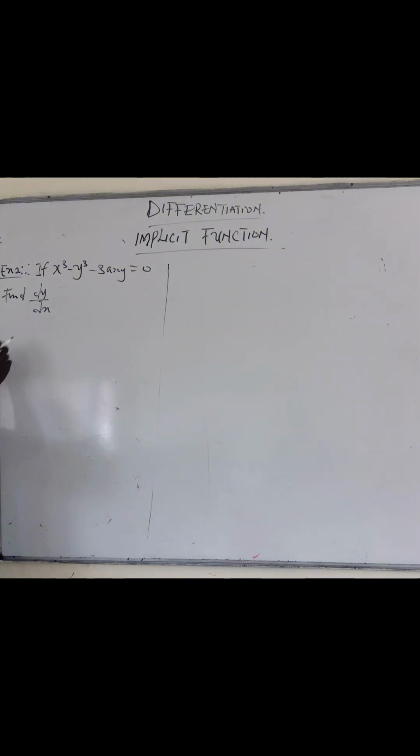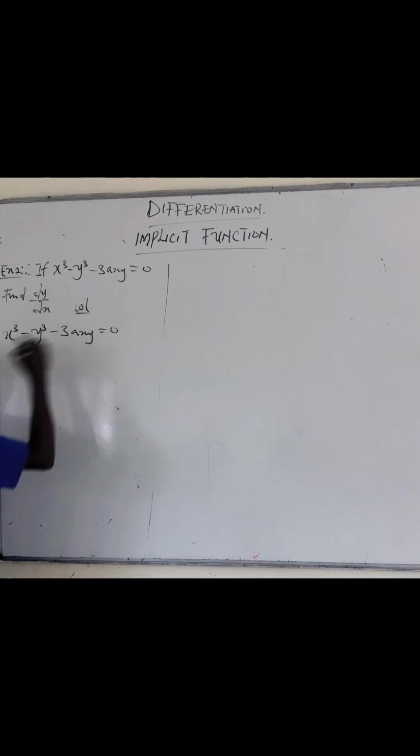Now, example 2. You have if x cube minus y cube minus 3axy is equal to 0, find dy dx. Looking at this, it is an implicit function. You all know that before. So now, solution, x cube minus y cube minus 3axy is equal to 0.